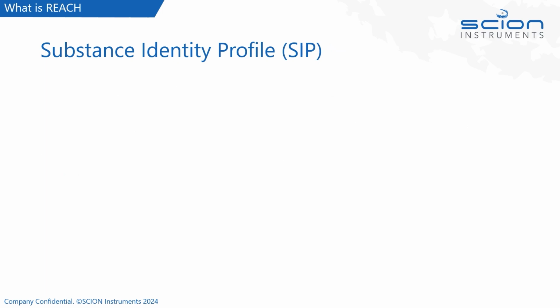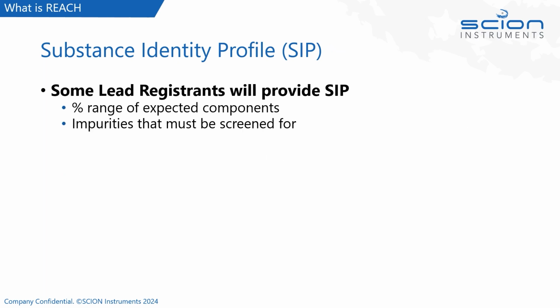So something else to be aware of is what's known as a substance identity profile, or a SIP. This isn't a requirement for all substances, but what you might find is that some lead registrants will provide a SIP. It is a percent range of the components that you would expect to find within the substance. It may also define specific impurities that must be screened for. This is more common for UVCB, the more complex mixtures, and can help guide the testing requirements. Without it, you're sort of on your own, really. So it's something that's worth looking for.